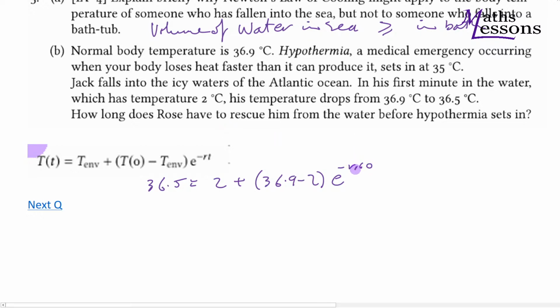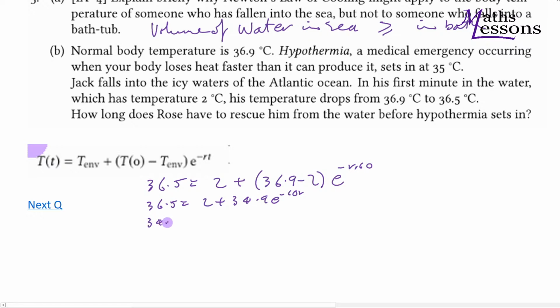Now, if you're working in minutes, then obviously you're going to get a different r, and you have to be consistent in the rest of the question. So you may get a different answer if you used 1 here rather than 60. So we've got 36.5 equals 2 plus 34.9 e to the minus 60r. Take away 2, divided by 34.9.